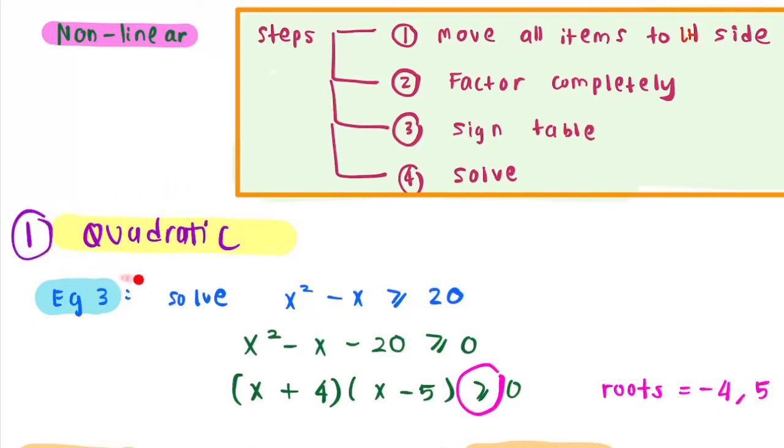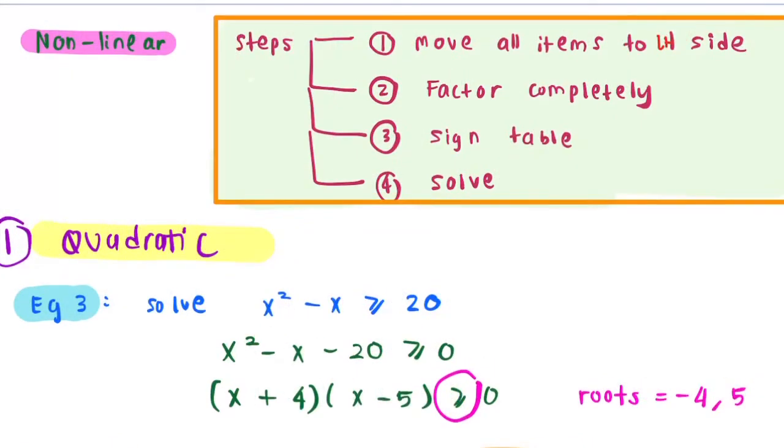Let's start with quadratic inequalities. For example, this question here, x squared minus x more or equal to 20. So let's do the first step. Move all items to your left hand side. So we need to bring 20 to your left hand side. So it becomes minus 20.